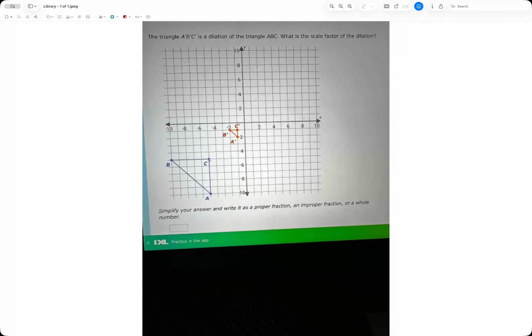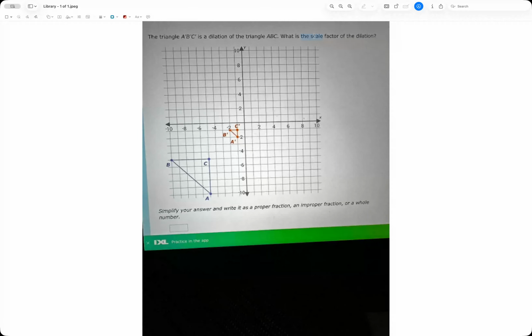So what it means is that this triangle has been made a copy of and changed in some way. Now, by dilation, it means the original triangle, the blue triangle, has been stretched, made bigger, or compressed, made smaller, shrunk. We can see visually that the red triangle is basically the same shape as the blue triangle, but smaller. So the dilation is a shrink or a compression.